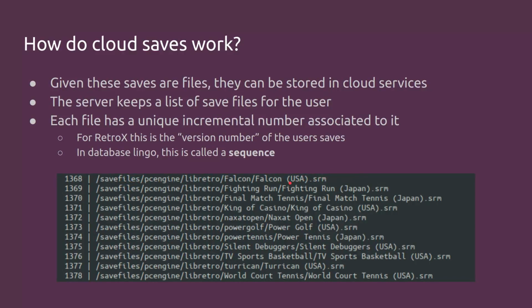I took a random user, and here are some save files for games for the PC Engine. Each file has a number, a sequential number. In RetroX, I use the name version number for these numbers. If you know something about databases, this is normally called a sequence. I use the sequence as a version number. So I know that this file, for example, is newer than all these other files. Looking at the version history, I can know what the current saves are.